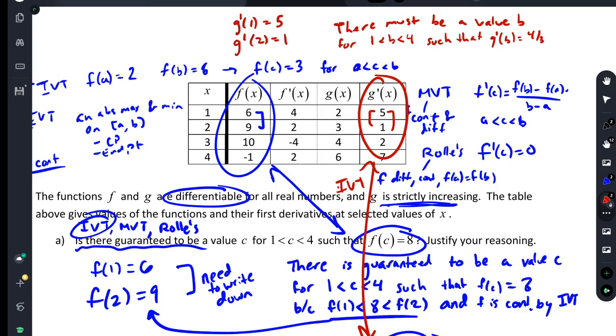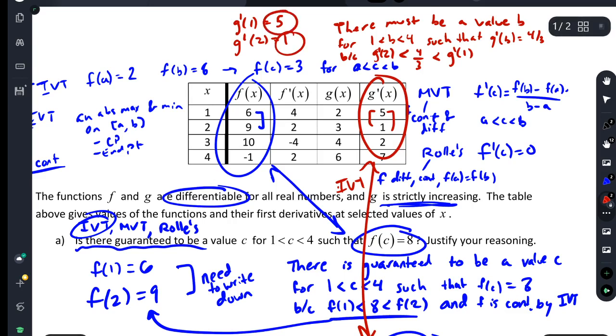So I'm going to just write 1 is less than 4/3. And actually, instead of 1, I like to write g'(2), but I could write 1. But g'(2) is less than 4/3, which is less than g'(1). Right, g'(2) was this guy. And then that's less than 4/3, which is less than g'(1), which was that guy. And g is continuous. And we're going to say by IVT. So we did all of this by IVT.